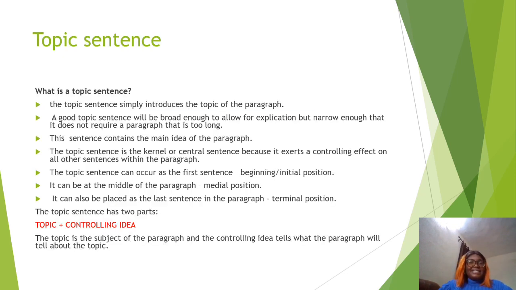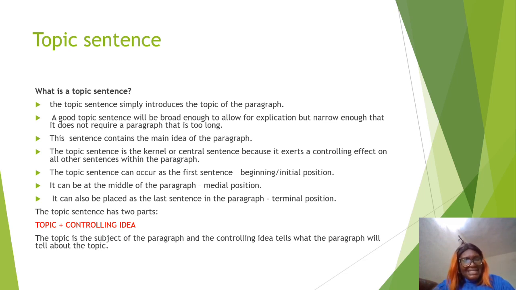Now, let's look at the detailed explanation of all this structure of a paragraph. The first one, which is a topic sentence, simply introduces the topic of the paragraph, as earlier stated. A good topic sentence will be broad enough to allow for explication, but narrow enough that it does not require a paragraph that is too long. This sentence contains the main idea of the paragraph.